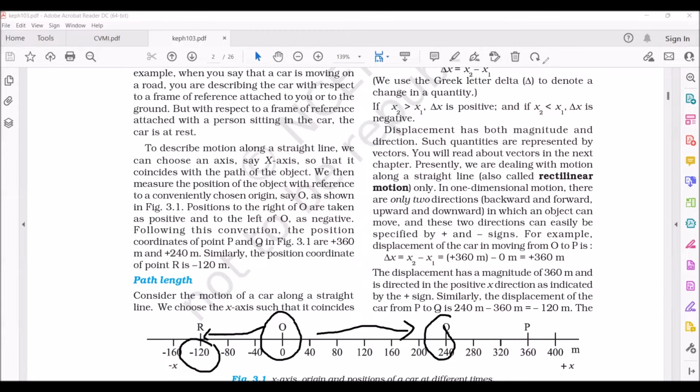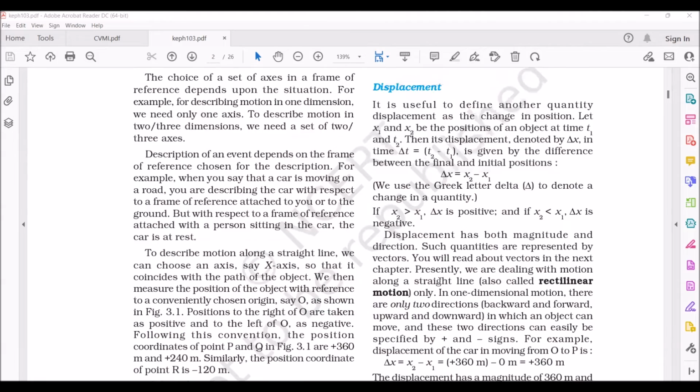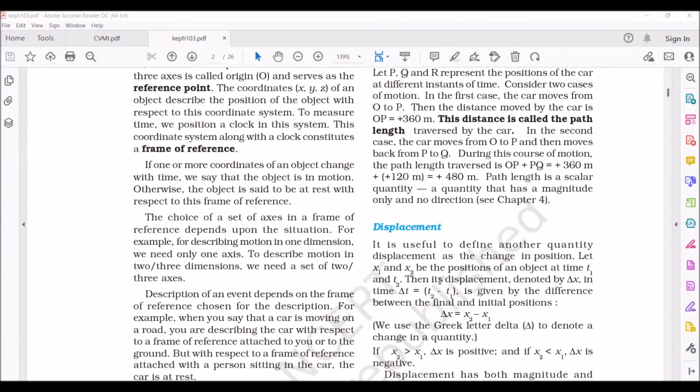When I say it is plus 240 meters away from O, it indicates Q is at the right side of O. And when we say R is at minus 120 meters away from O, it indicates R is at the left side of O. This length is called the path length, and it is the distance. It does not have any direction. That's why we are representing it with plus and minus. So distance is a scalar.